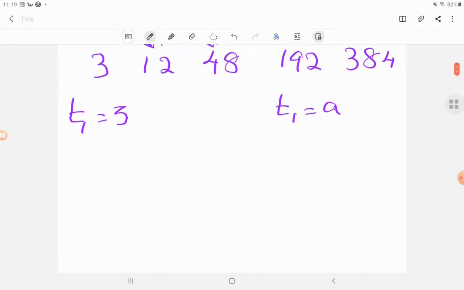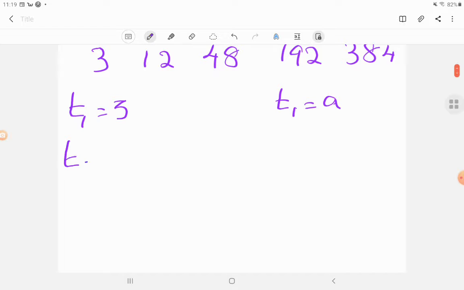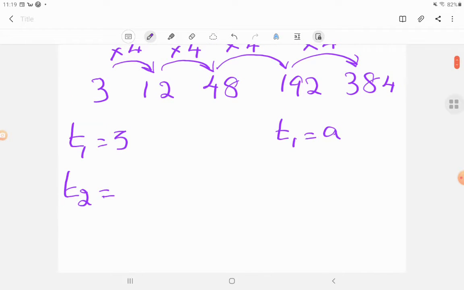So the second term, how do we get the second term? The second term is 12. Instead of writing it as 12, I'll write it in terms of 3 and 4. The common ratio is 4. In order to derive the formula, I'm writing the second term as 3 times 4. So how do you write the second term in general form? You write it as a times r to the power of 1.